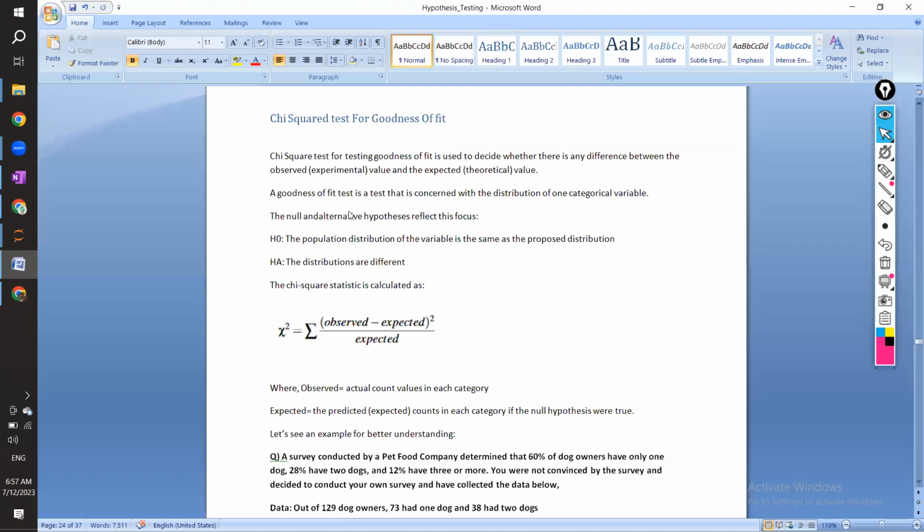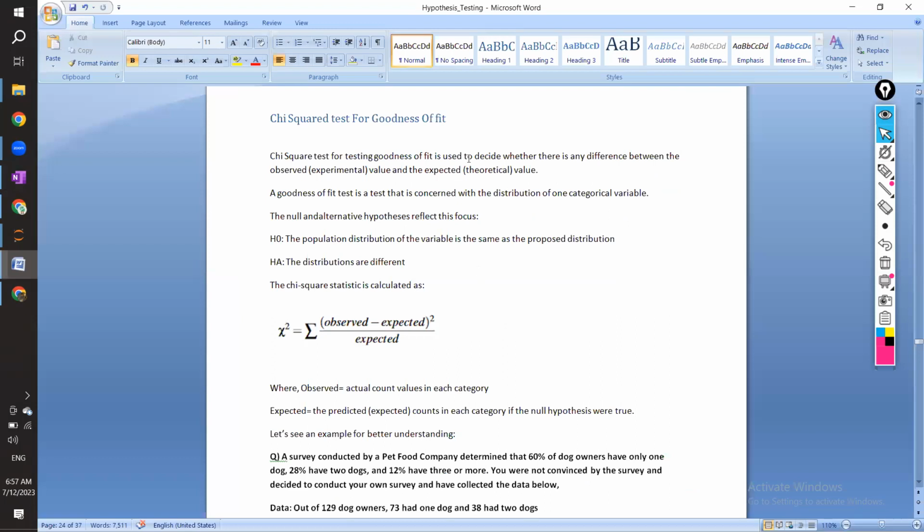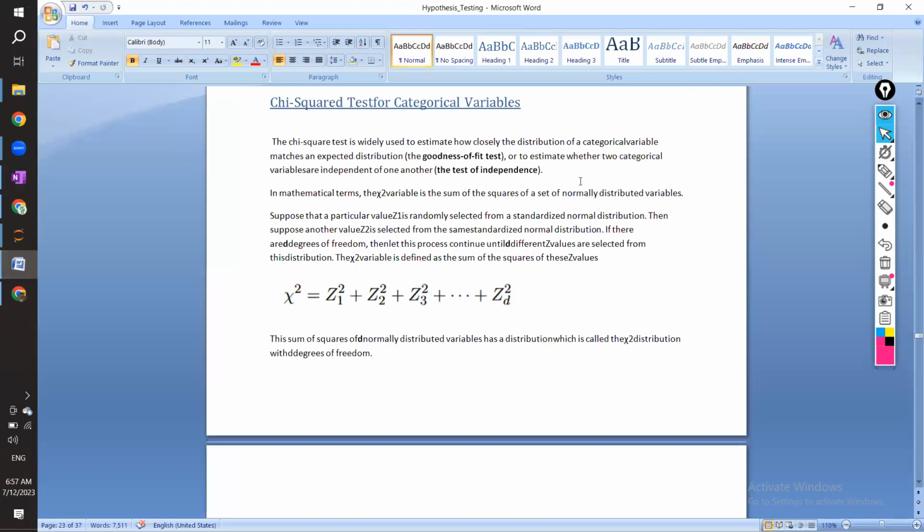So as I mentioned over here, this example is for the goodness of fit test. A chi-square statistic is a number that describes the relationship between the theoretical assumed data and the actual data. It is usually considered a statistic that verifies the theoretical data set against the actual numbers. As I said, there will be two types of test: one is goodness of fit, and the other is test of independence. These are two different applications where you can use the chi-square test.